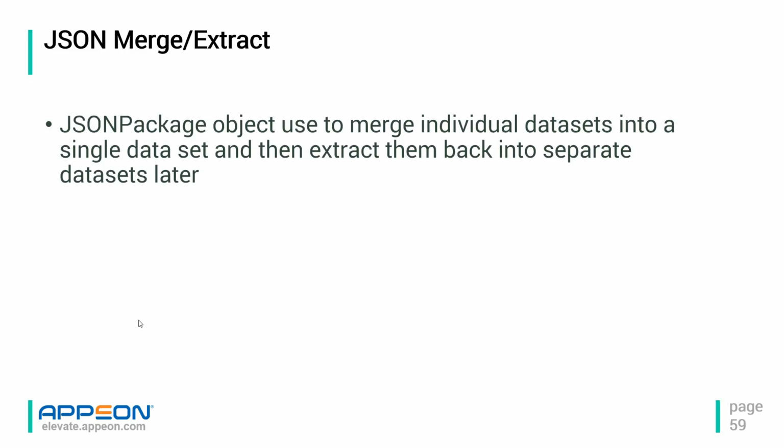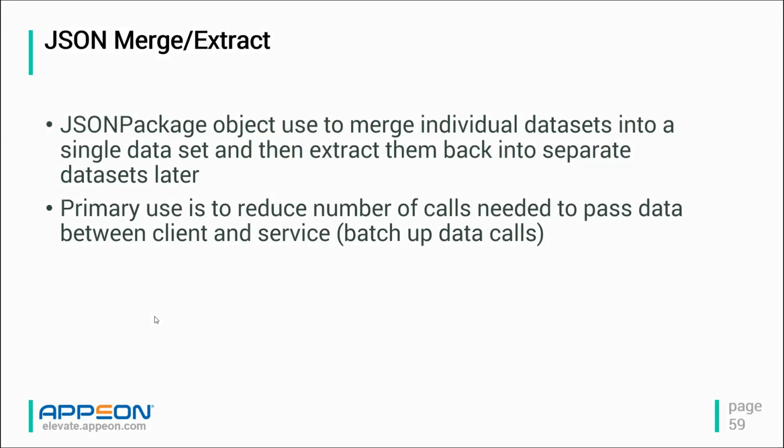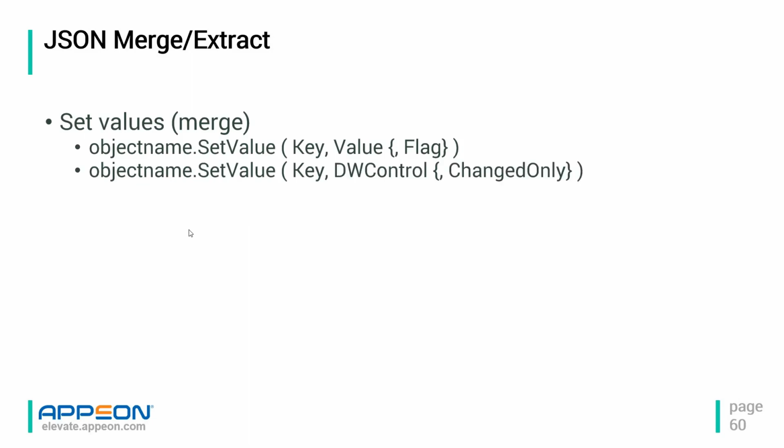So we have a JSON package object, and this is what I just covered there. What we're looking at doing is reducing the number of REST calls we're making. So there is a set method. There's actually a couple versions of it, and you call it several times. So you create your JSON package object, and then you say set value. And you can give it a key, which basically is the name of the data set.